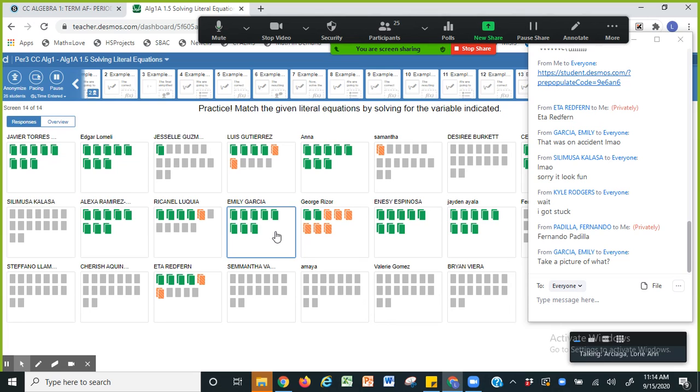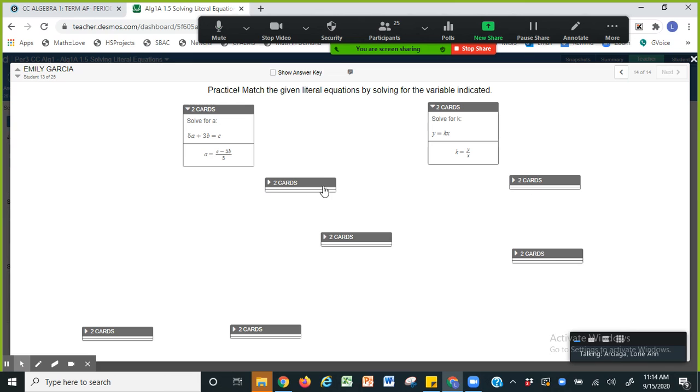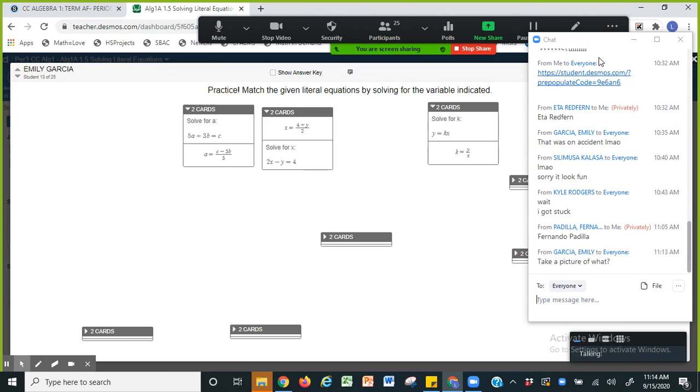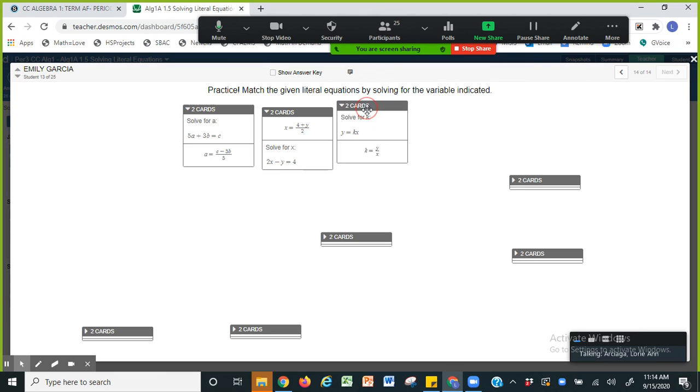Emily, if I go to your slide like this, Emily, can you show your cards like this, Emily? Do you see what I'm doing right now? And then you have to take a picture of them and upload it to Schoology. So you have to take a picture of your cards to stack like this when you're done and upload them to Schoology.